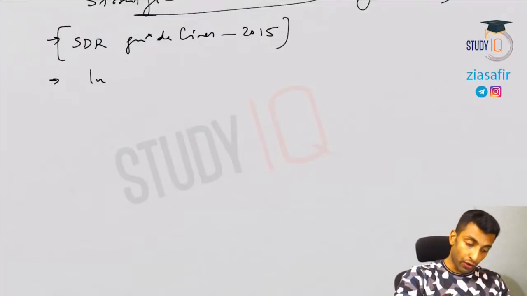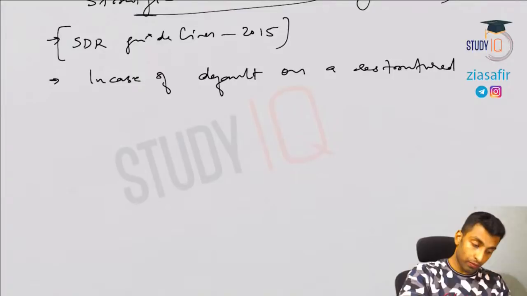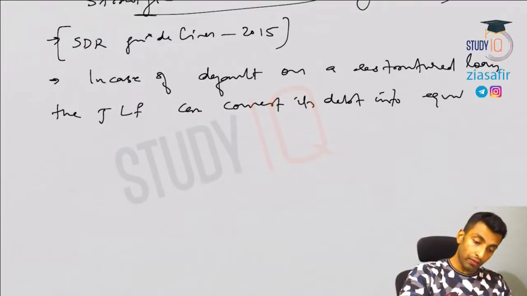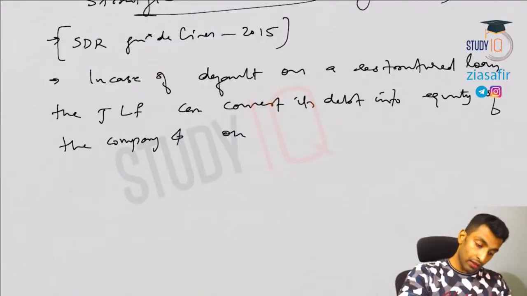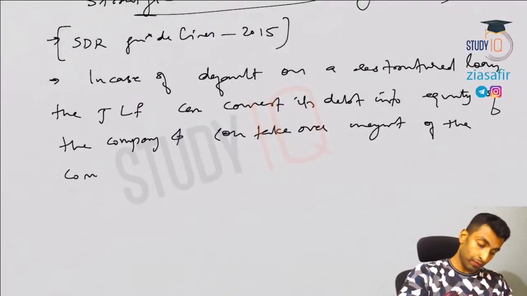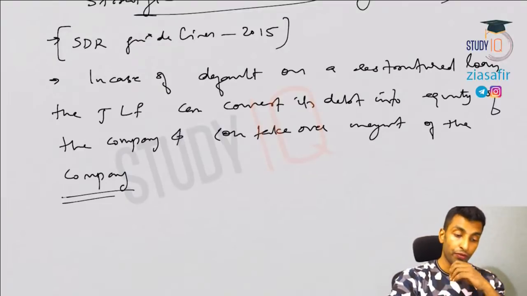So in case of default on a restructured loan, the JLF can convert its debt into equity of the company and can take over management of the company. Okay, so what I'm saying is, in case of default on a restructured loan, first of all JLF was established and restructuring was done.